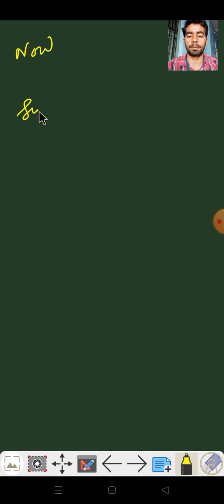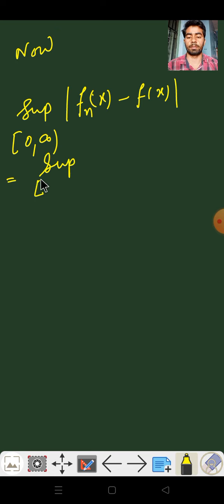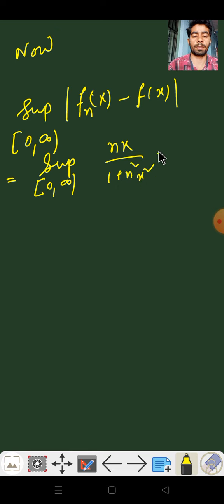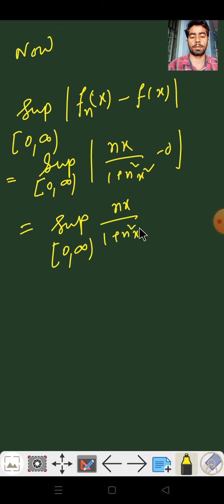Now we consider the supremum over 0 to infinity of modulus of f_n(x) minus f(x), which equals the supremum over 0 to infinity of nx divided by 1 plus n square x square minus 0, which is nothing but the supremum over 0 to infinity of nx divided by 1 plus n square x square.